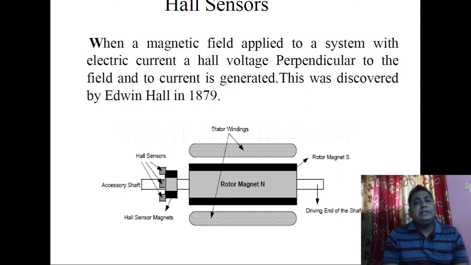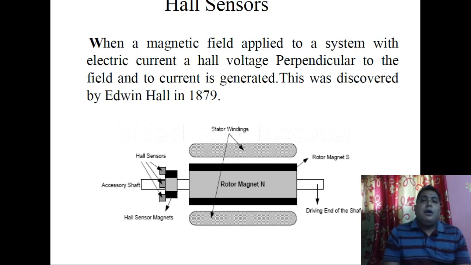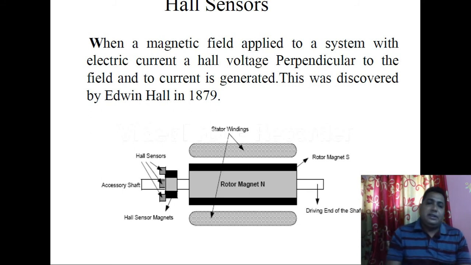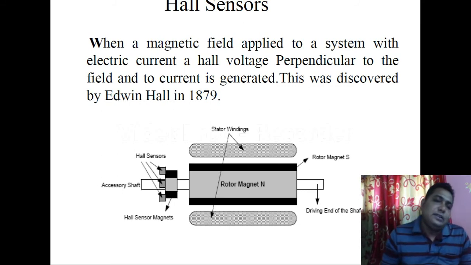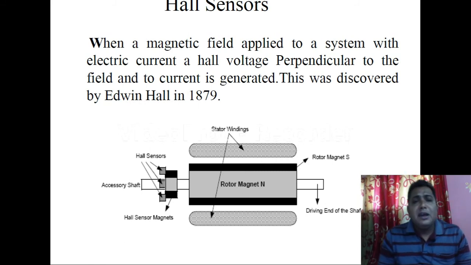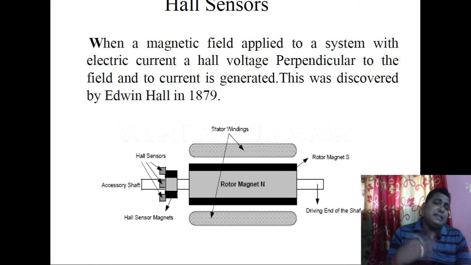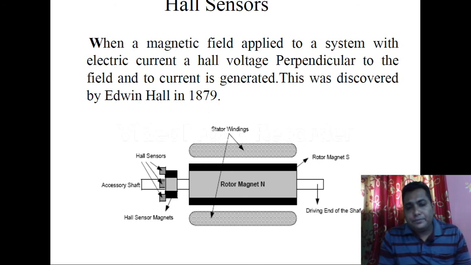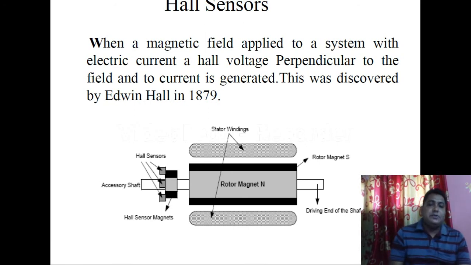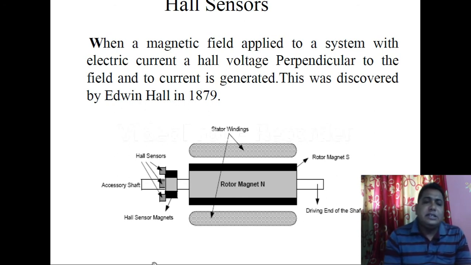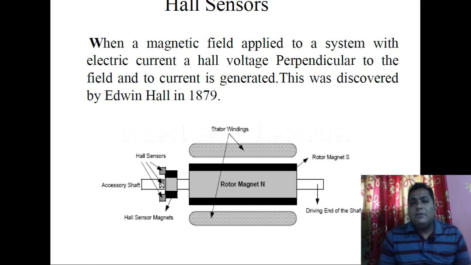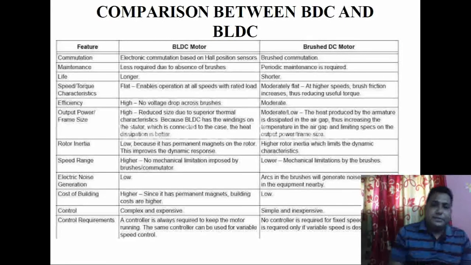When a magnetic field is applied to a system with electric current, a Hall voltage perpendicular to the field and the current is generated. This was discovered by Edwin Hall in 1879, and using that concept we have a sensor known as the Hall sensor, and by this we can sense the location. As you can see in this diagram, the Hall sensor locations are like this, and from there we can locate the position of the shaft.